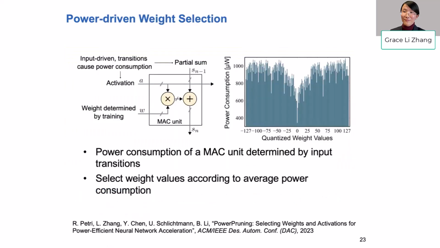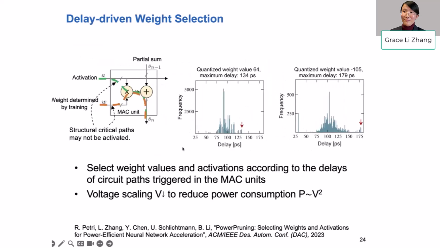There's a question in the chat. How is latency measured from slide 23? Maybe you mean 24? Yeah, maybe 24. So still we use ModelSim. It's a tool. When you load the weights into the MAC unit, you keep them fixed, and then you trigger some activation transitions. And those transitions trigger some paths.